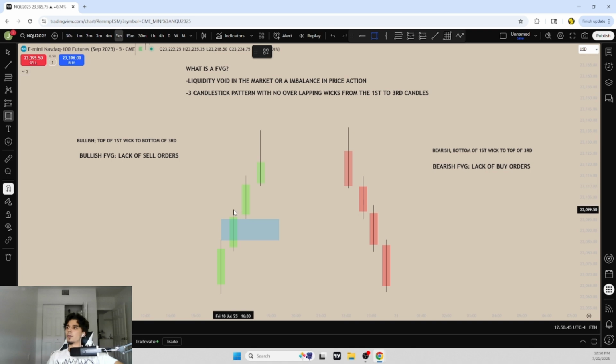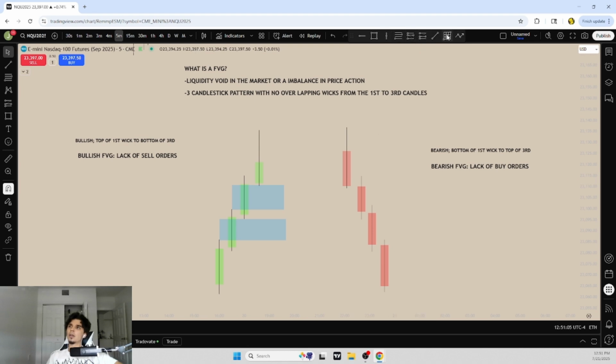Now, why do fair value gaps form in a bullish structure? Well, there's a lack of sell orders. Are there any down close candles here indicating that people are selling? No. So what is it doing? It's creating a void in the market, which is going to be these gaps. And what does price do when these gaps are formed? Well, most of the time, price likes to seek these areas, fill all the resting orders inside of them, and then react out of them.